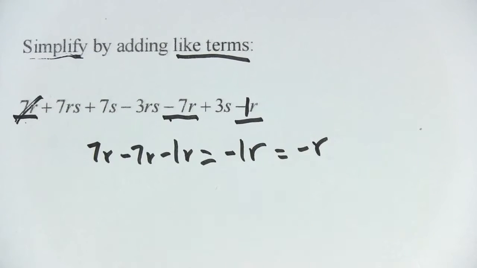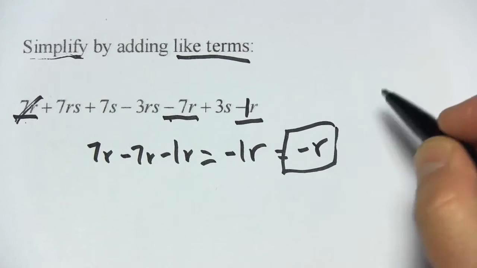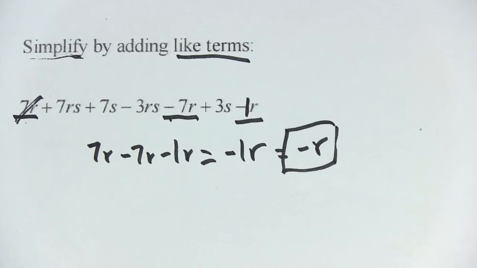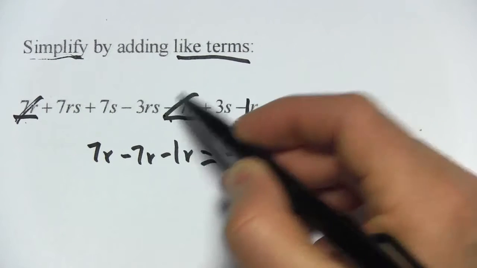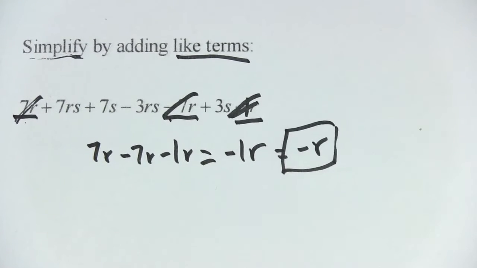I'm going to cross them off. I'm going to remember that this is part of my answer. We're going to reassemble the answer when we're done. But we've got rid of all the r terms. So those are gone. Let's see what else we have.